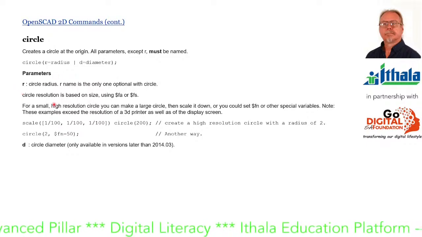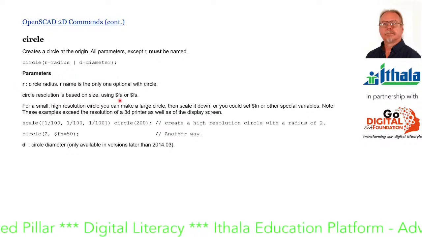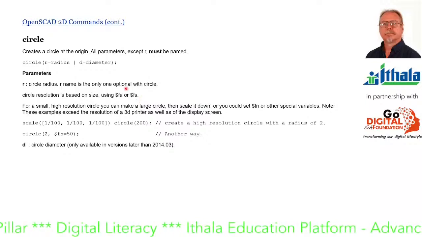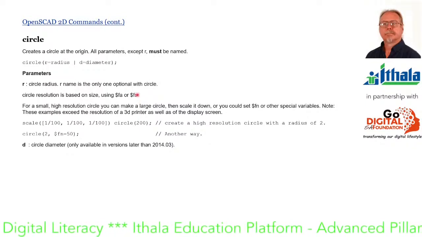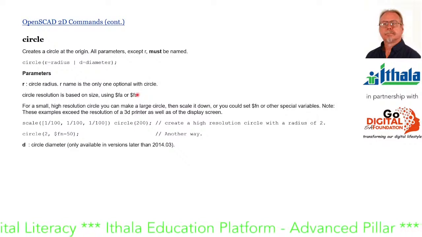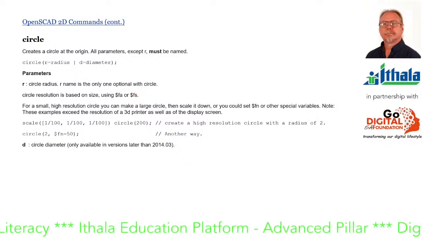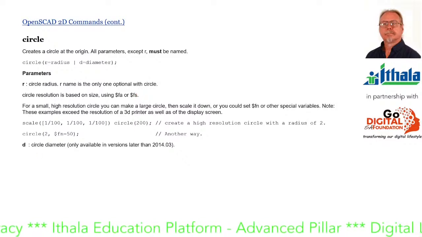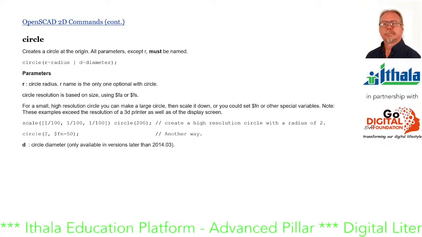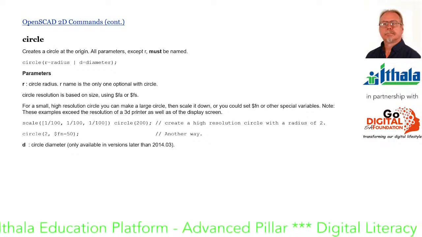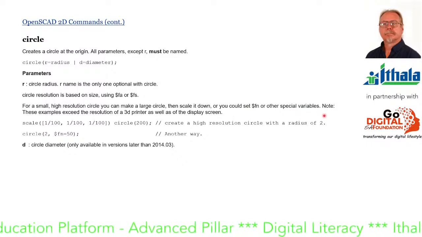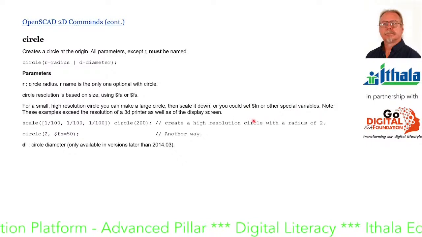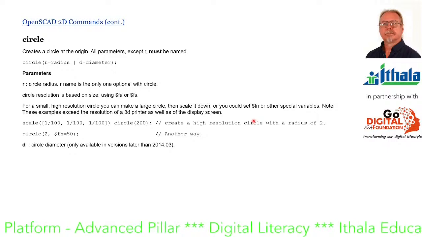Okay, the circle resolution is based on size using $fa or $fs. We saw these before. We're going to talk about them again in a moment, but those are to improve the resolution of circles. So for a small high resolution circle, you can make a large circle, then scale it down, or you can set $fn or other special variables. Note that these examples exceed the resolution of a 3D printer as well as of the display screen.